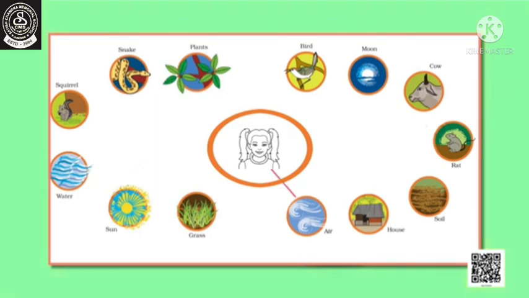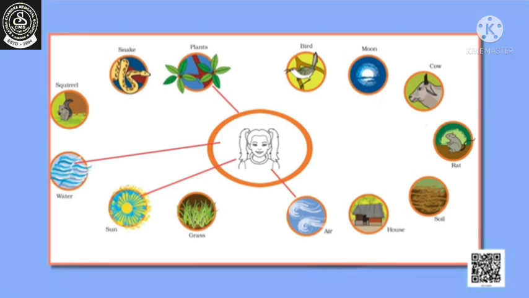Now we have joined with air. Then we need water also. Then we also need sun, as we need light and warmth from the sun, we are getting it. Then we also need plants, as we are getting food from the plants and oxygen also from the plants. Then we will join our picture with the house, which is very important as we live in a house.